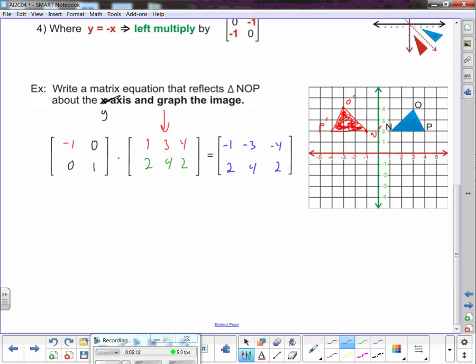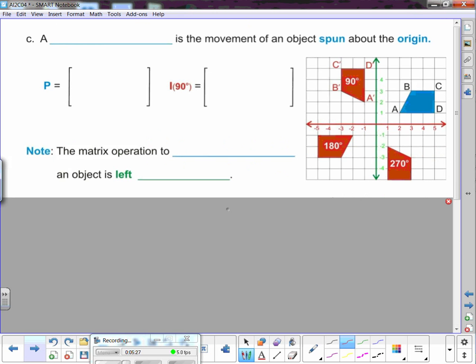Anybody? Questions? Okay, so translation, we moved it. Reflection, we did a reflection of it. Next one is rotation. Rotation. You want to rotate the figure.